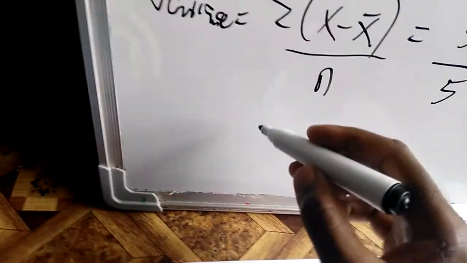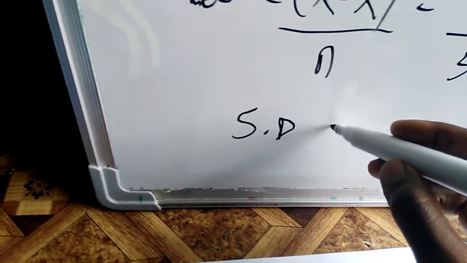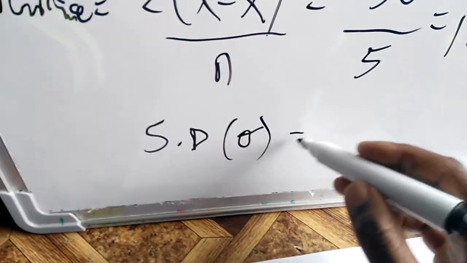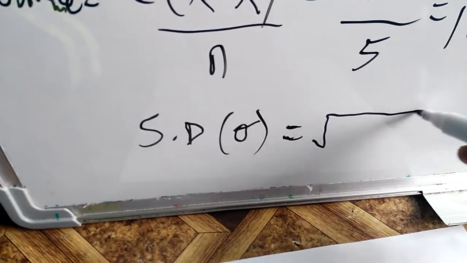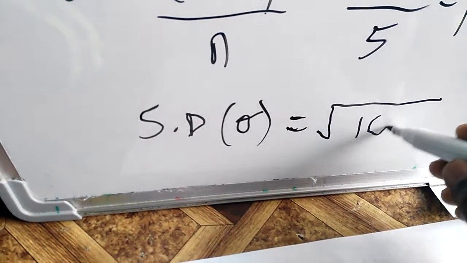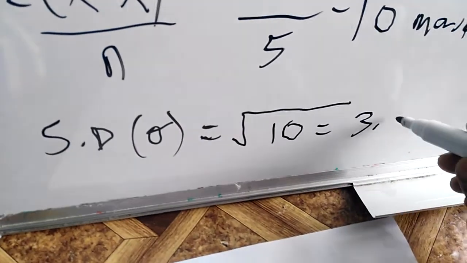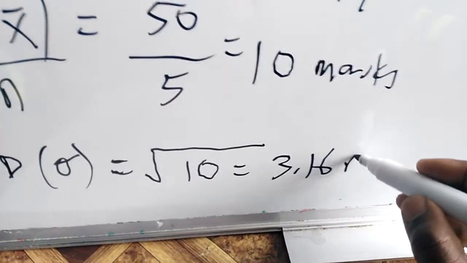Now, standard deviation, or symbol sigma, will say the square root of the variance, which will give us 3.16 marks.